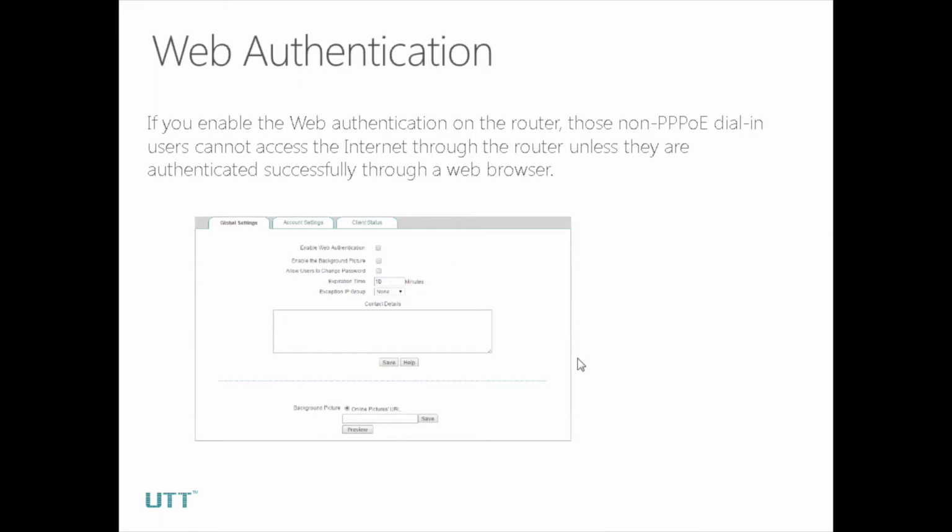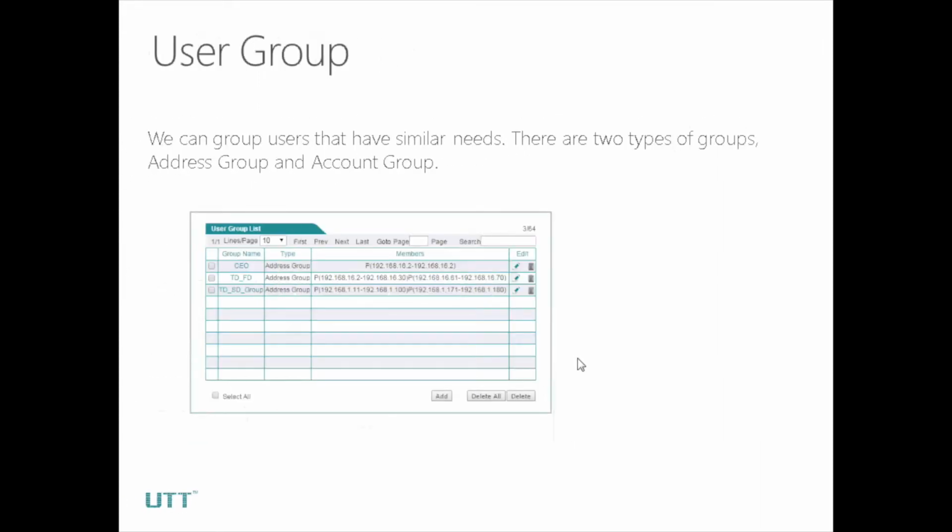Next is Web Authentication. If we enable Web Authentication on the router, those non-PPPoE dialing users cannot access the internet through the router unless they are authenticated through a web browser. Next is User Group. We can manage users that have similar needs in groups. We can configure 2 types of groups, address group and account group.